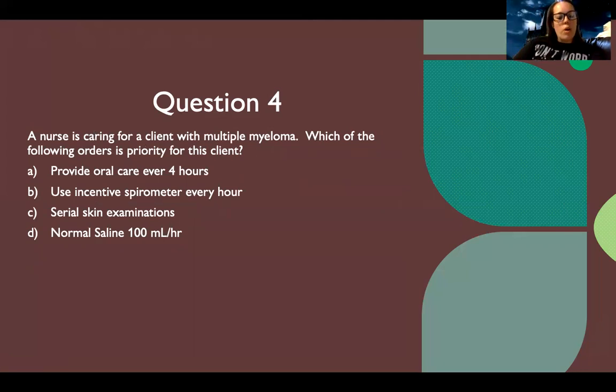All right, question 4. A nurse is caring for a client with multiple myeloma. That's bone cancer. Which of the following orders is priority for this client? So this means that they may need all of these things, but which one do I want to do first? So it's a bone cancer.